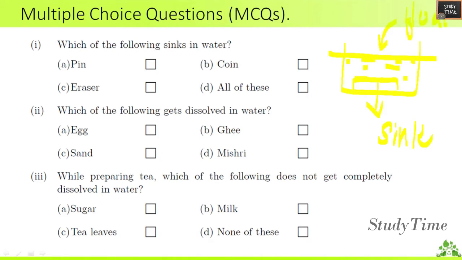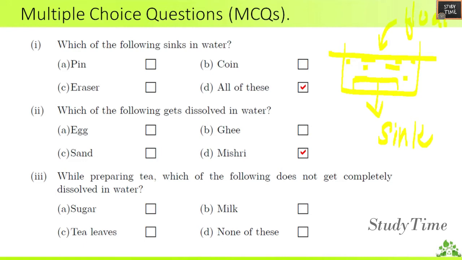So, which of the following sinks in water? Pin, coin, eraser, all these will sink in water. It will go down into the water. Second question, which of the following gets dissolved in water? Dissolved means it is completely mixed. The answer is Mishri.